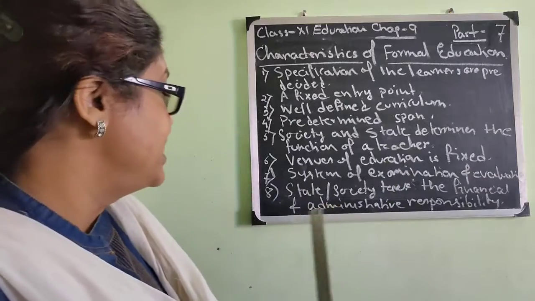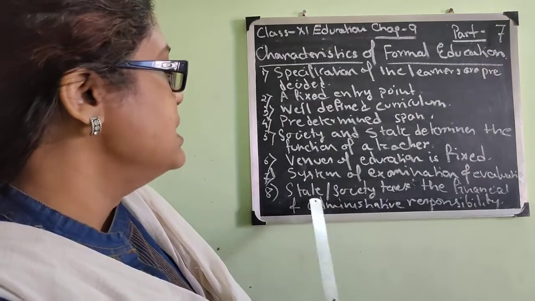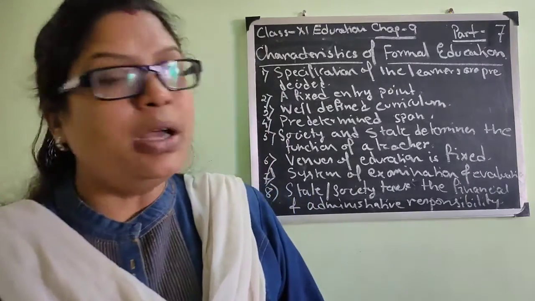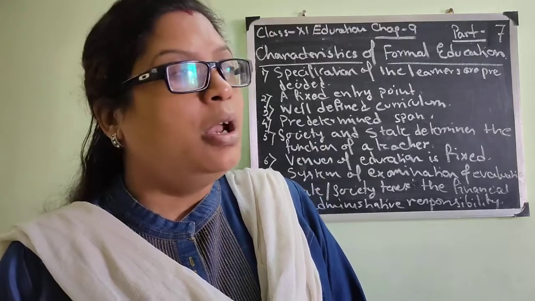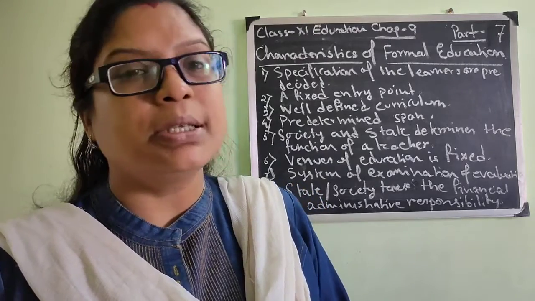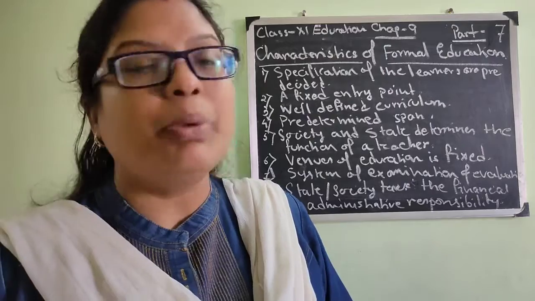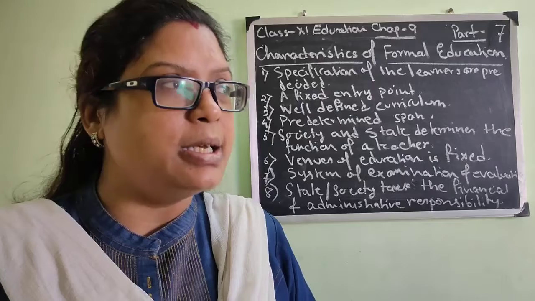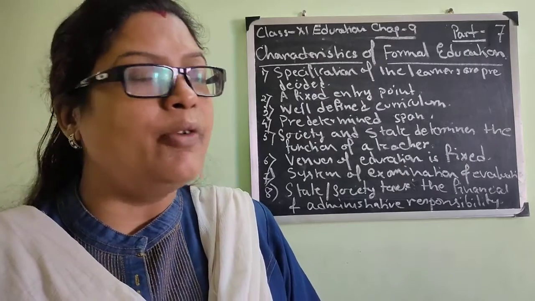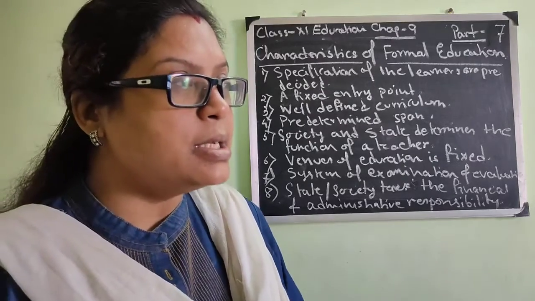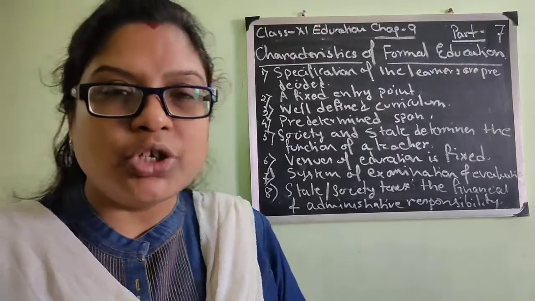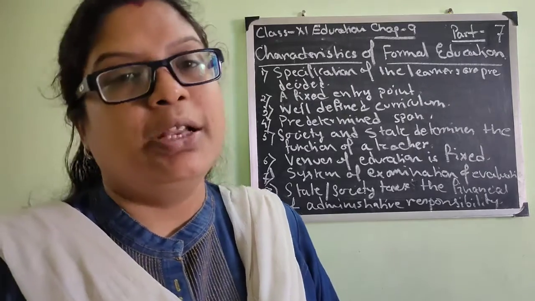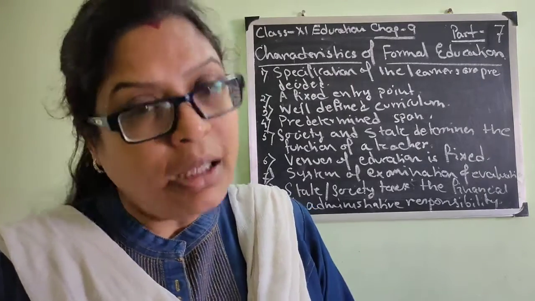Okay, next is the final one. State and society take the financial and administrative responsibility of the institute of formal education. Now there are various types of schools: government school, non-government school, private school, whatever you say. The state or the society takes the responsibility of governing the school, whether the school is going on smoothly and the administration is running well, and in case of government schools the financial support is provided by the government.